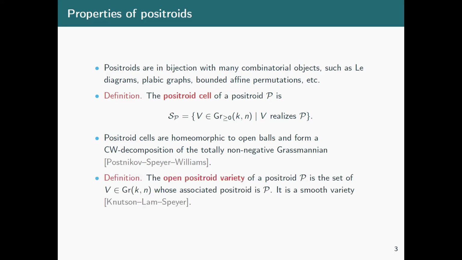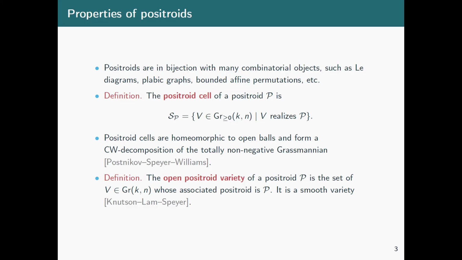But even if we look at the realization space inside the Grassmannian, we can study the open positroid variety, which is the set of all vector spaces whose associated positroid is the given positroid. And this is a smooth variety.